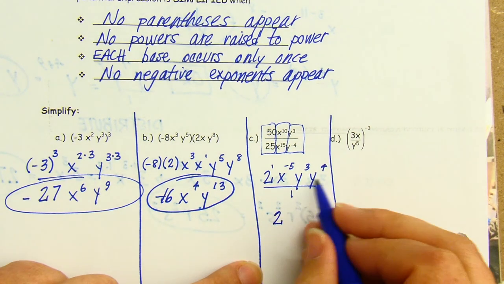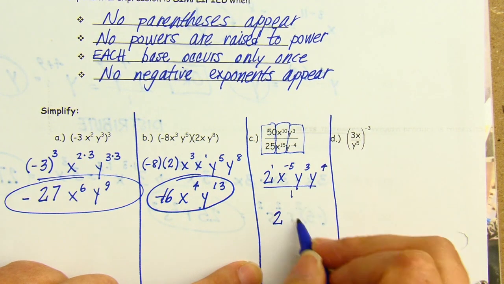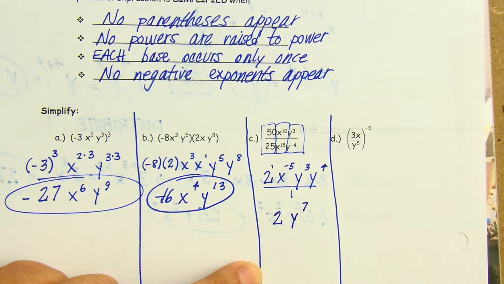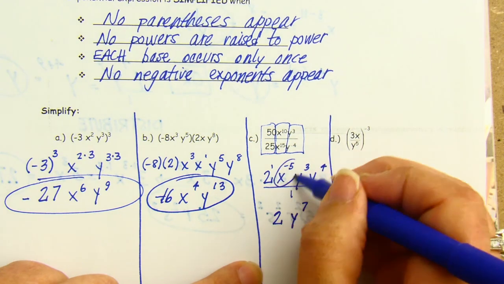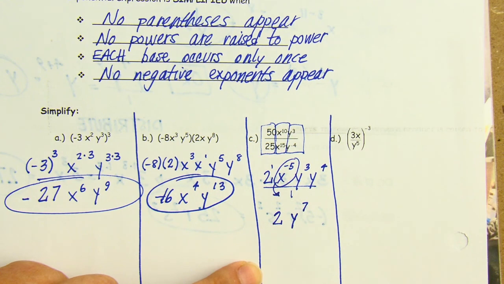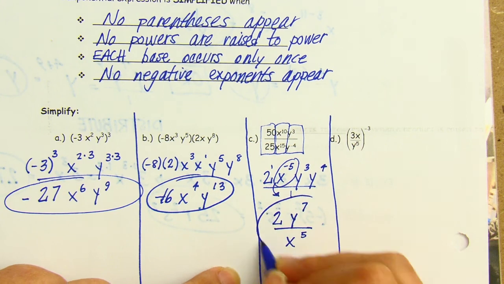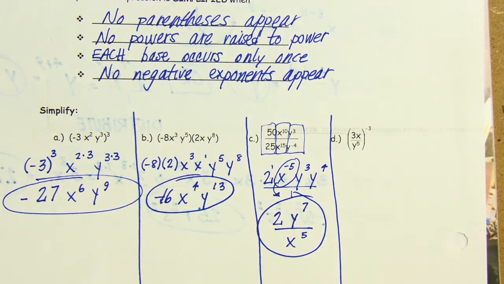These y's both stay up. Same base, multiplication, add the exponents. This is y to the power of 7. And then, of course, this is the one that had the negative exponent. I need to take that down to the denominator. And so this is going to be divided by x to the power of 5. Final answer in simplified form. All of these conditions have been met.